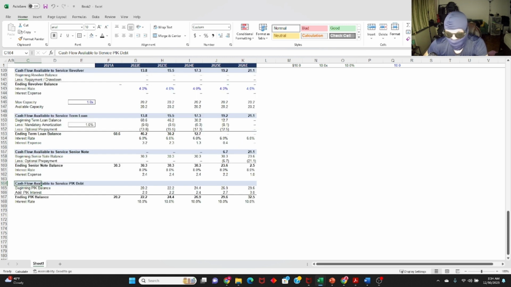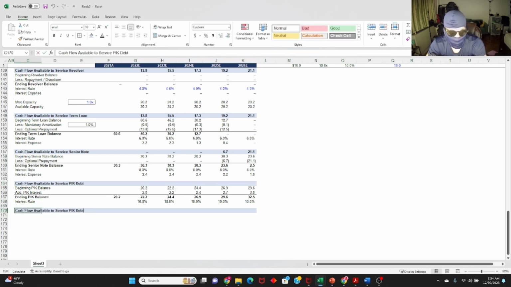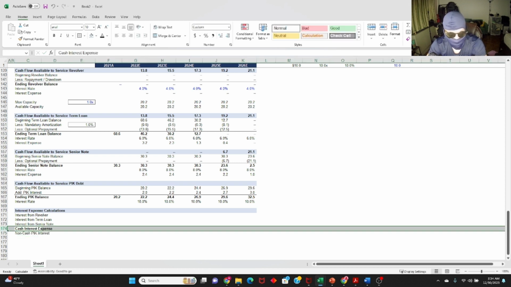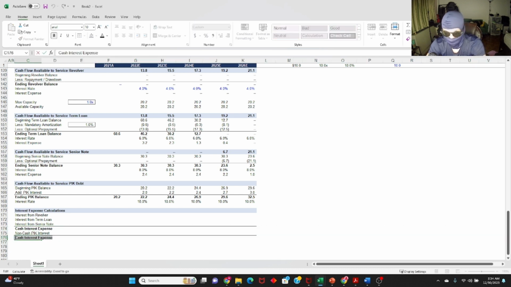But yeah, so basically this is going to be our debt schedule, and once we create that, we're going to come down here, and we're going to do our interest expense calculations. So you're going to have interest from revolver, interest from term loan, interest from senior note. You're going to have your cash interest expense, and you're going to have your non-cash PIK interest. And you're going to have your total interest expense, excluding the fin fee amortization.